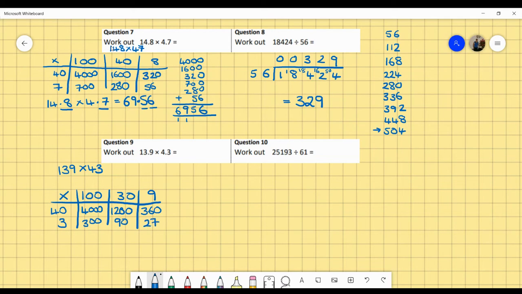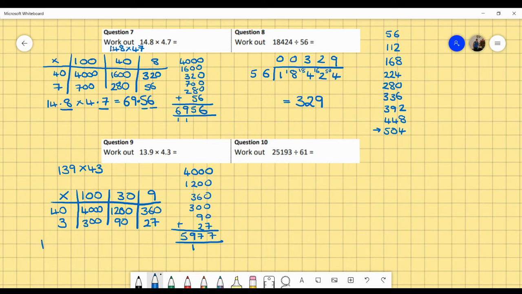And then I want to add all of those values up. So my 4,000 added to my 1,200, added to my 360, added to my 390, and 27. The units column is going to give me a total of 7, then 6 add 9 is 15, add the 2 is 17, carry the 1, and then 2 add 3 is 5, add 3 is 8, add the 1 gives me 9, and 4 add 1 gives me 5. So I know that the answer to 139 times 43 is 5,977.